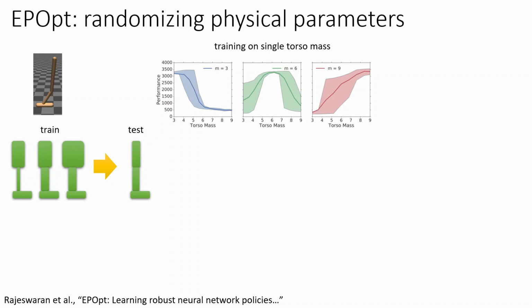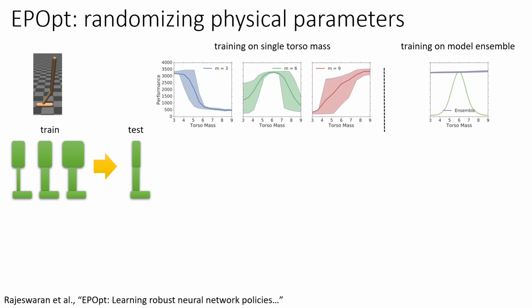If the policy is trained on a range of masses, then this is the performance. So you can see the performance is very high across all masses. And for your reference, the distribution of training masses looks roughly like this. So it's kind of a normal distribution centered at a mass of 6. It's not too surprising that training on a variety of physical parameters results in a policy that is more robust.